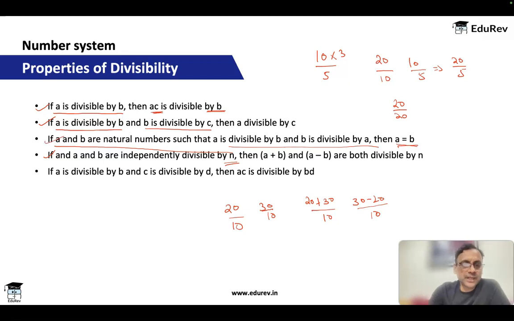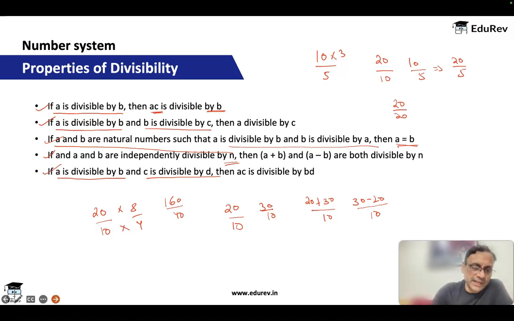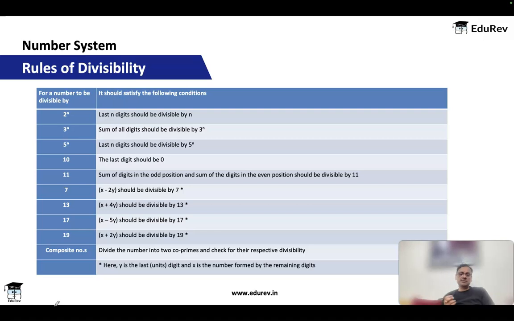And fifth is, if A is divisible by B and C is divisible by D, so 20 is divisible by 10, 8 is divisible by 4, then I can multiply the dividends as well as the divisors. 20 times 8, 160, will be divisible by 40. So these are a few basics that we should be clear with. And then let's move to rules of divisibility.